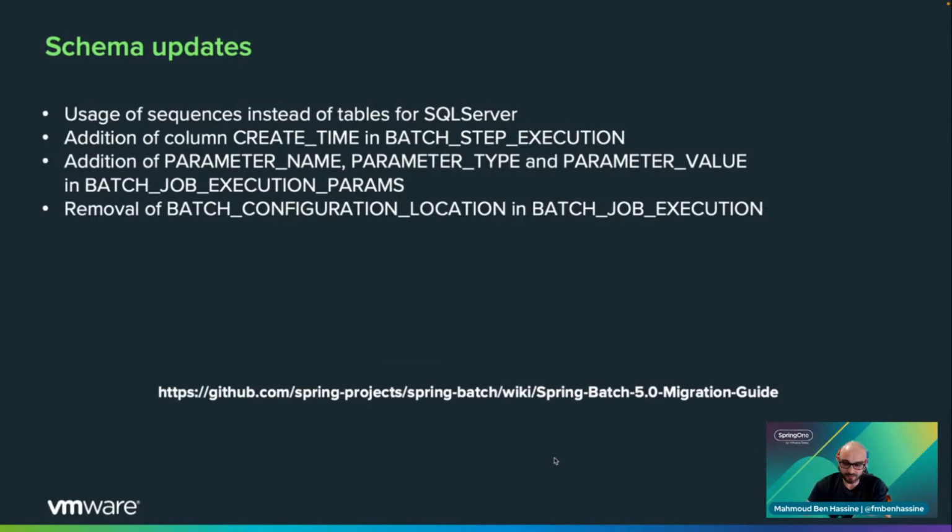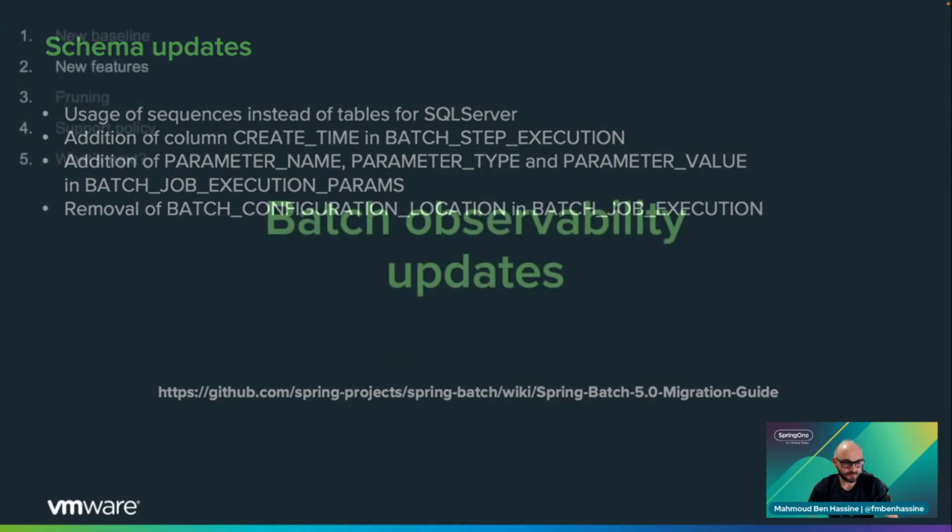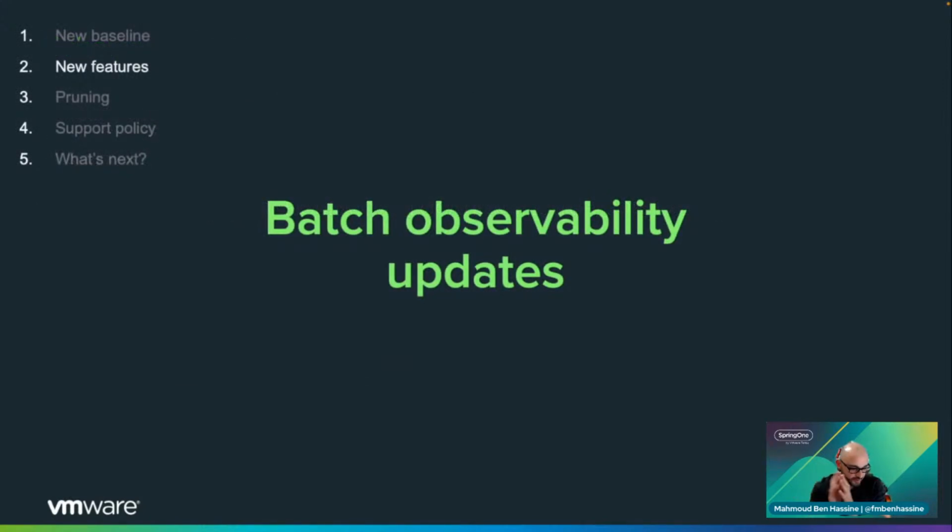I added a link here to the migration guide in the wiki, in which we list all the changes and some hints. Of course, we provide migration scripts that you can run on your current schema so that you can upgrade to the next version. Okay, so those were the changes related to batch metadata. I talked about the schema changes, the execution context, new database support, SAP HANA and MariaDB, and so on. Those were the major changes for the batch metadata.